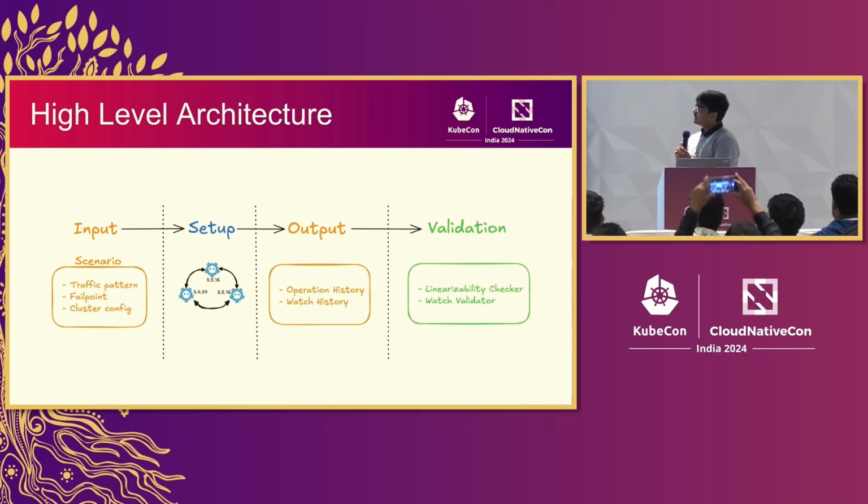Fail points is basically where we inject and force a failure at a certain point of the process. Then there is the cluster configuration. Basically, we are telling what kind of cluster it should use, whether it will be a multi-node cluster or a single-node cluster, and what versions of etcd the cluster should be set up with. Again, we can use fail points to imitate a network fluctuation or a network cut between the nodes.